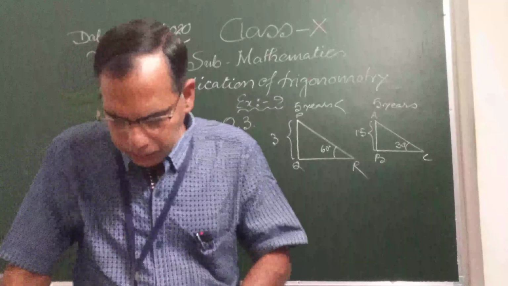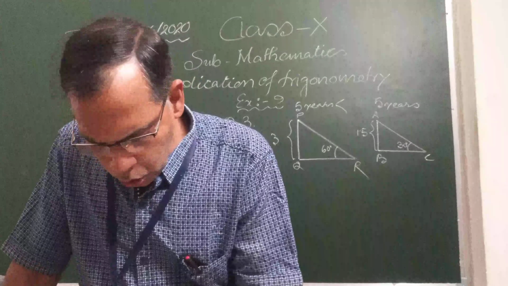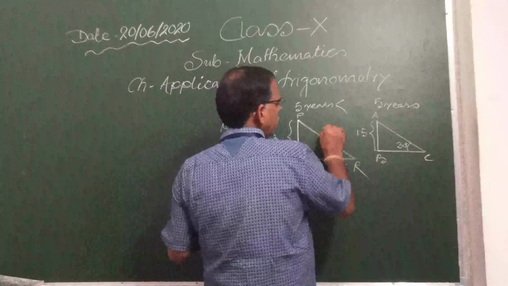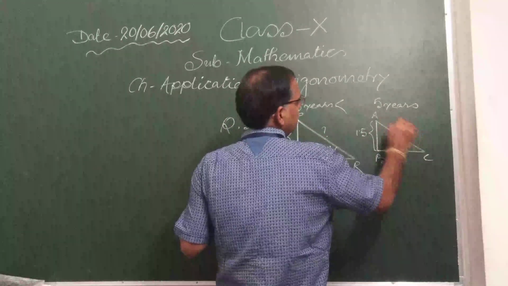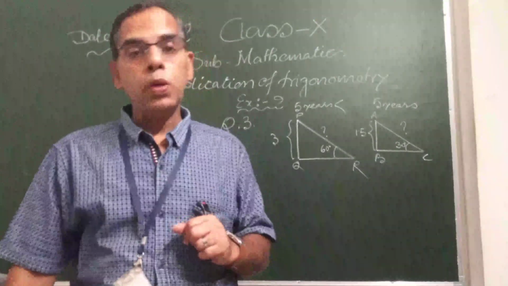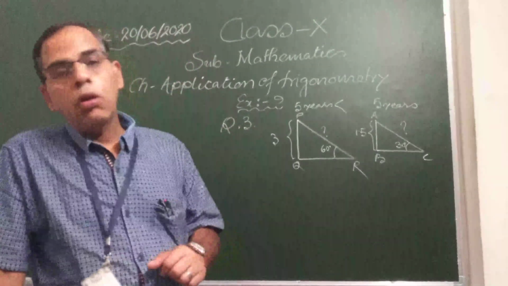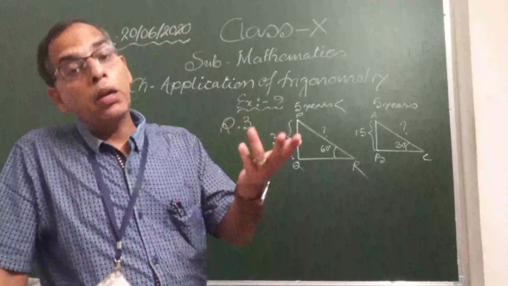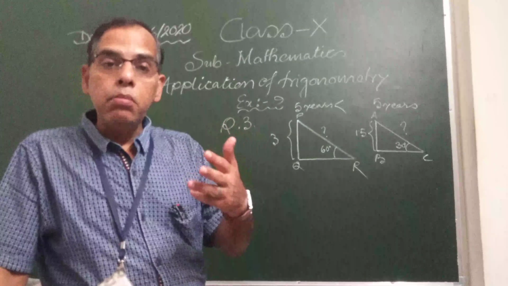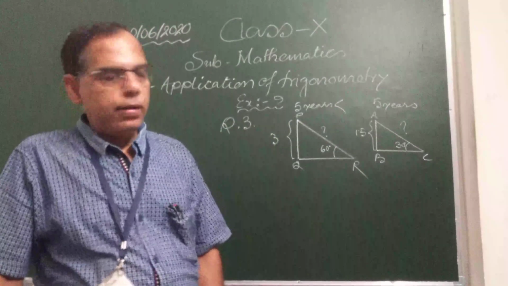So what are they asking? They are asking what should be the length of the slide. That means you have to find out this part. See, in the last question, hypotenuse was given. Now in this question, height is given, and you have to find out the hypotenuse. So here also same, you have to use sine.